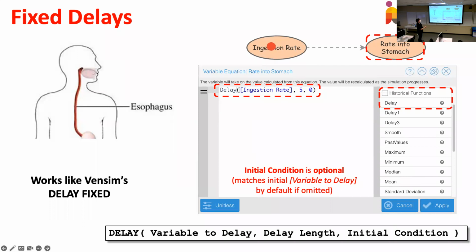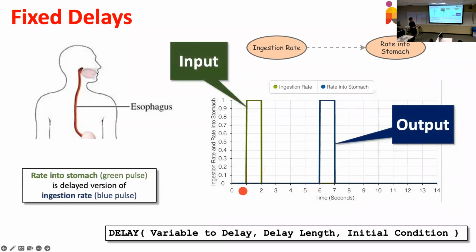The first one is just the ingestion rate, how long you want it delayed, and then again, it has an initial condition, which you can omit. And that's an easy thing to do. It's just to leave out that initial condition and leave it as default. So if we do that, we get the same output that we got in Vensim. Here's the ingestion pulse. Here's it delayed 5 seconds later.